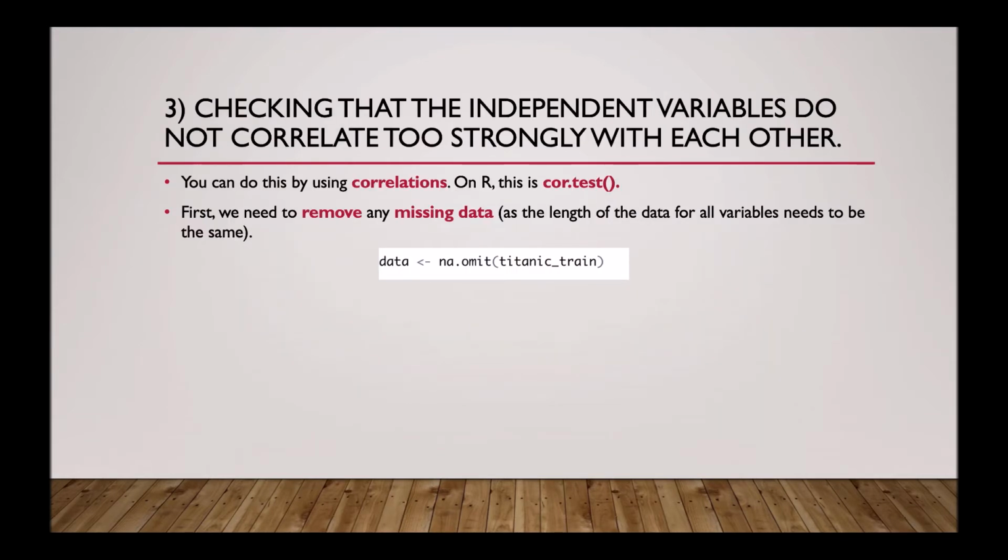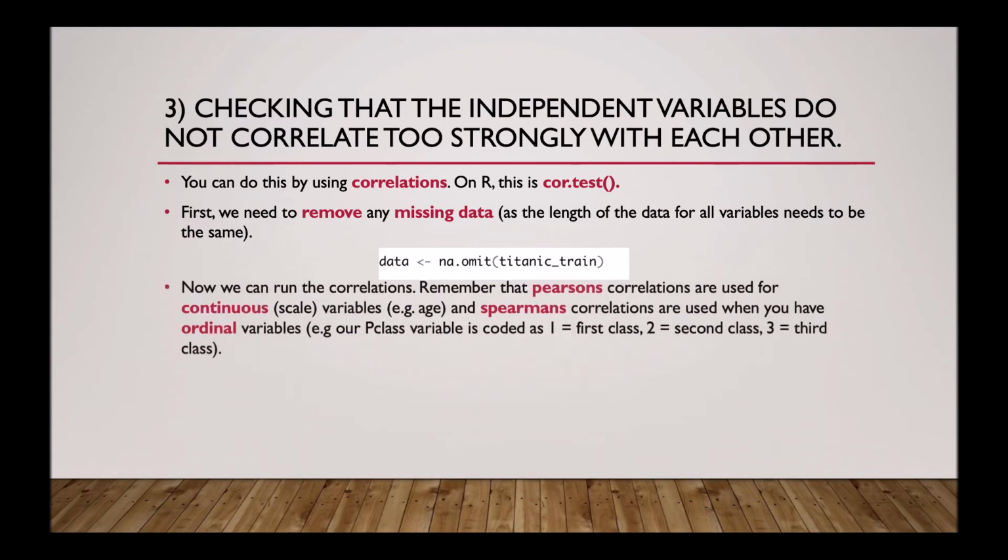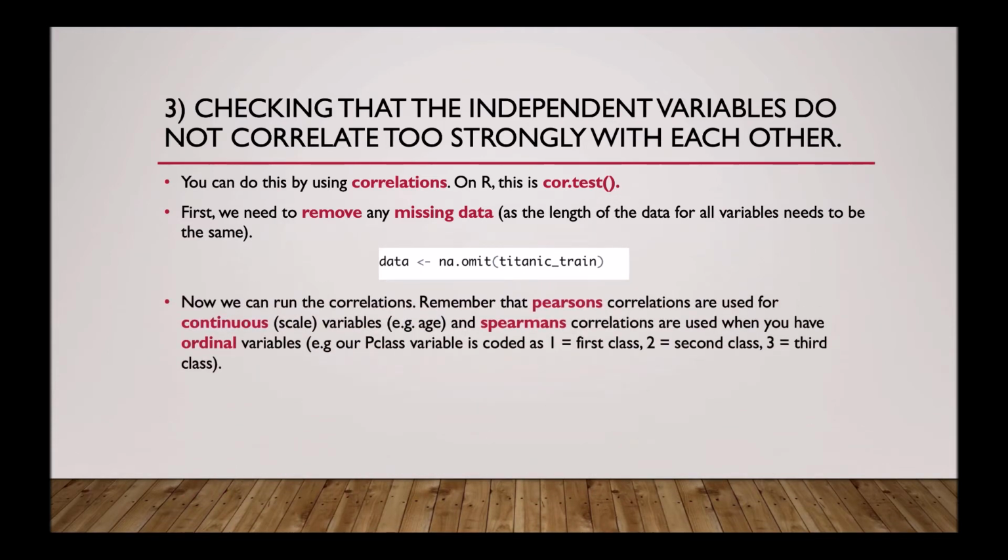Next, we will check that the independent variables do not correlate too strongly with one another. In R, you can do this by using the cor.test function. Before running the correlations, though, we need to remove any missing data, as R likes your variables to be equal in length. To do this, we will create a new dataset called data and write the following code to get rid of all the NAs, which are missing data in the dataset. Now we are ready to run the correlations.